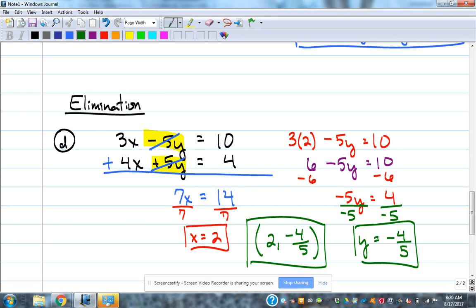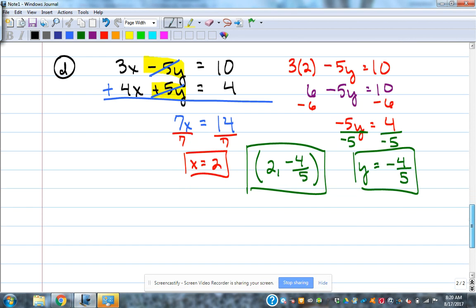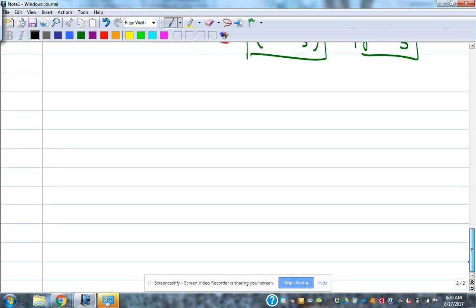So algebraically, we get the exact place they cross. Graphically, you'd have to make a guess as to what that fraction is going to be. So you'd have to kind of guess at it because it would be almost -1, but it's not quite. So elimination is wonderful. Let's look at this elimination problem.